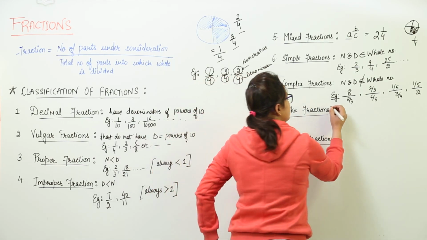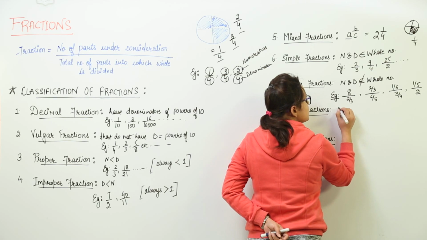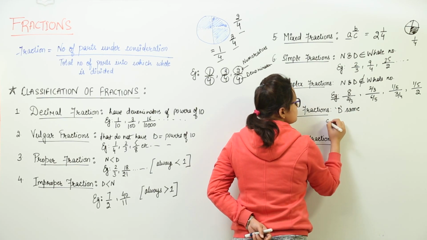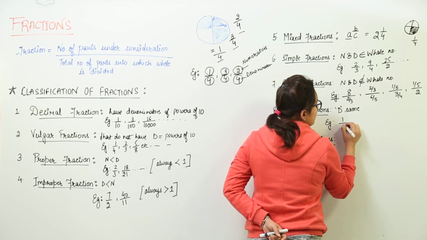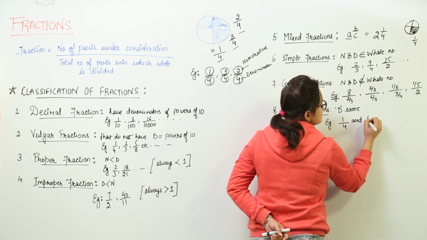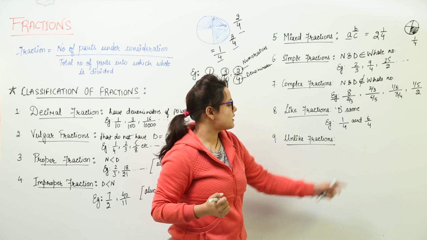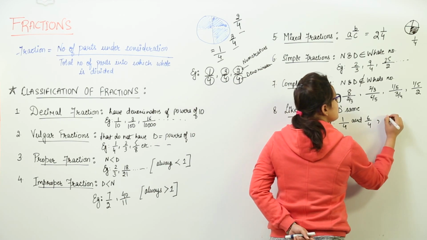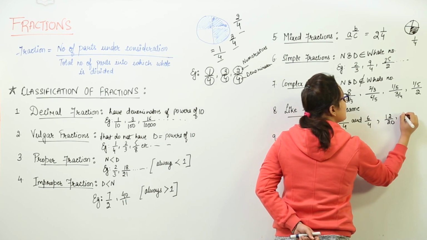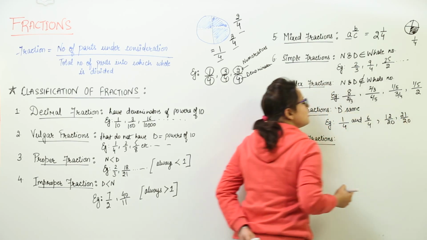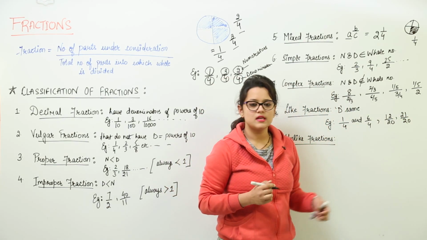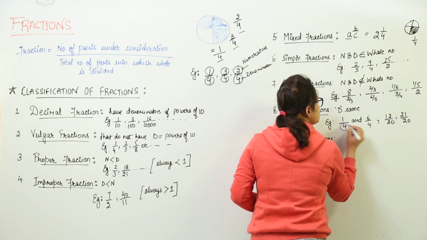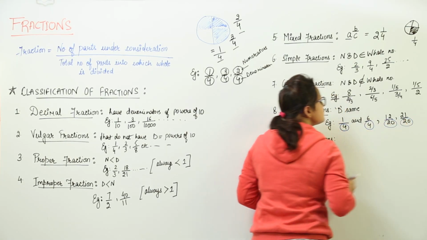Now next we have the like fractions. Like fractions means those fractions that have the same denominators, right? Now what will be the example? Let's check 1 by 4 and 6 by 4. Both these fractions have the denominator 4. So that means these are like fractions. Another example, 12 upon 20 and 21 upon 20. Both these fractions have the same denominators. So the fractions that have the same denominators are called the like fractions, right?